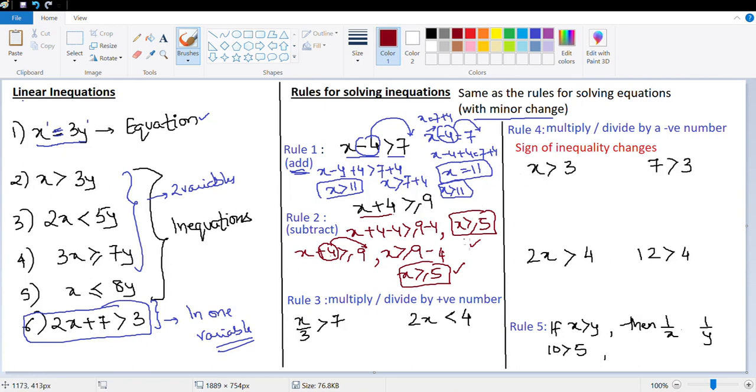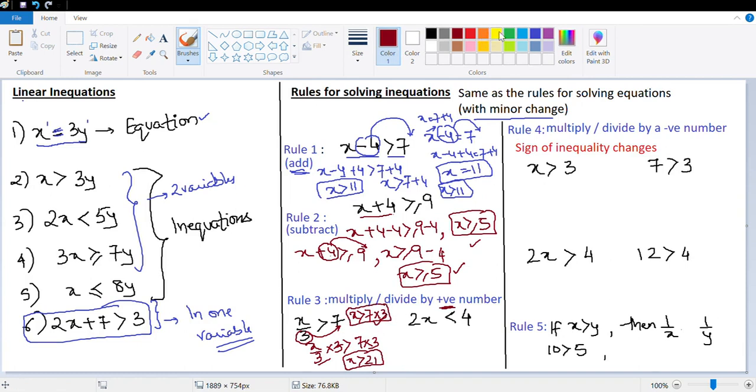A third one is where there is a small change. In an equation, you can divide and multiply both sides by any number except 0. In this case, that rule is applicable only if you're doing it with a positive number. Let's look at an example. If this is x divided by 3 is more than 7, if I multiply both sides by 3, what I get is x is more than 21, which is exactly what I would do in an equation as well, which means if I take this 3 to the other side, if this is a division sign here, it becomes multiplication, which means x is more than 7 into 3.